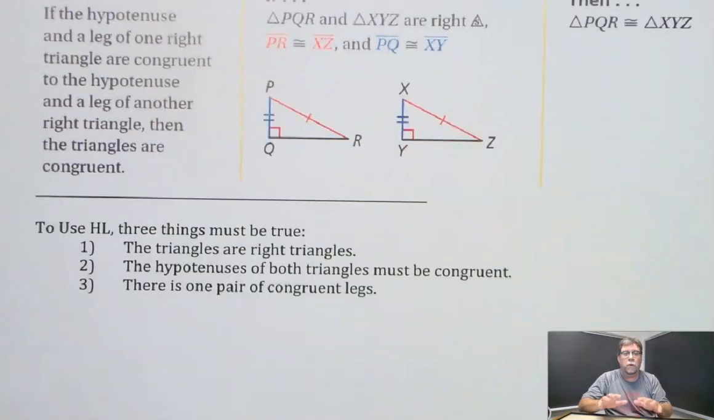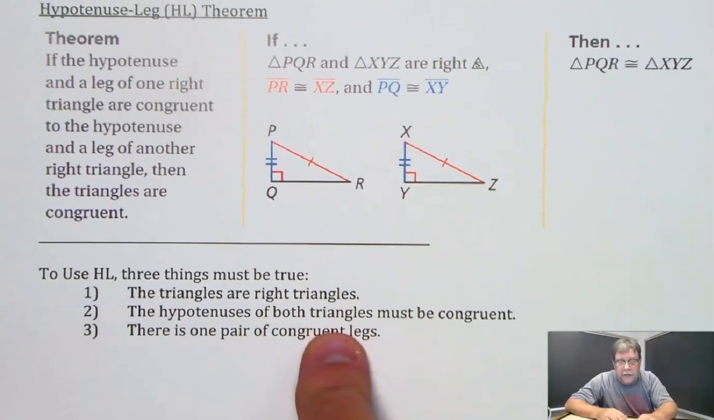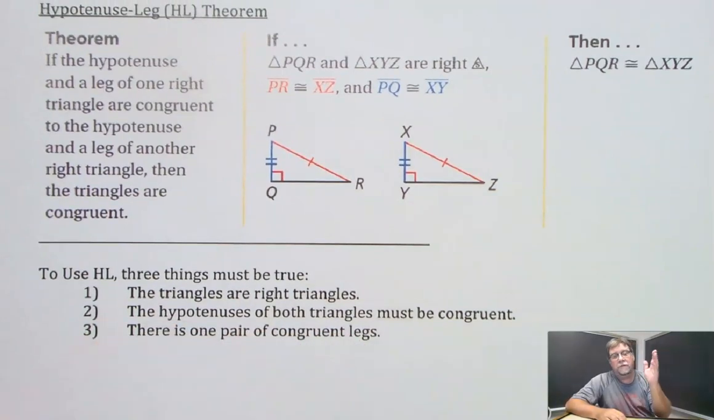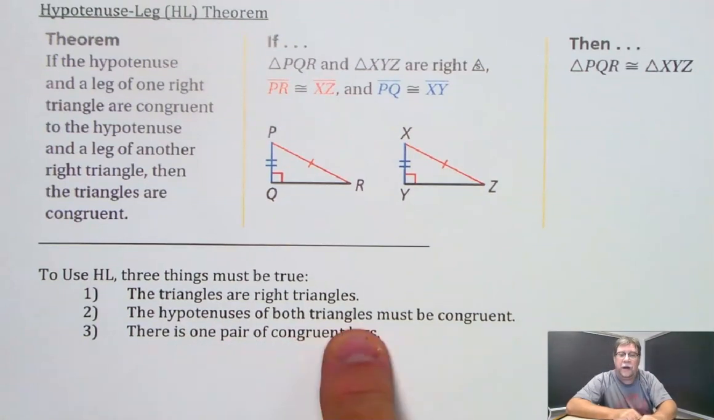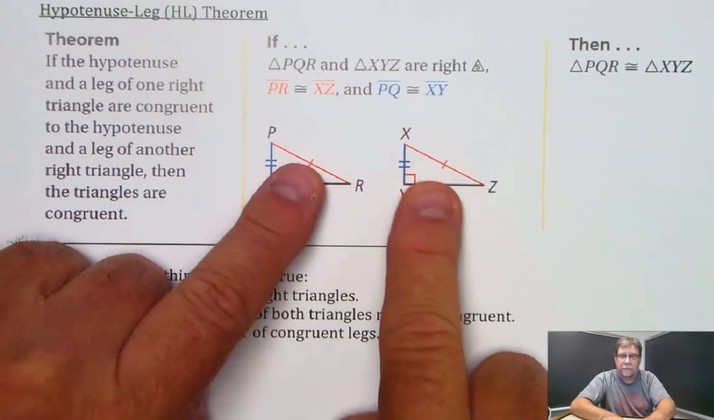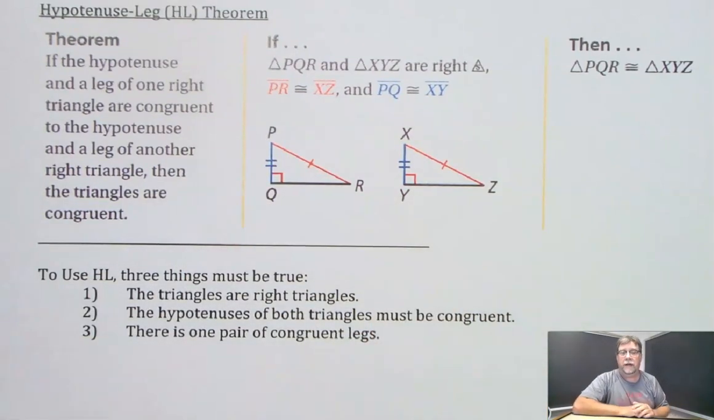Okay? So if you want to use the HL postulate, the HL theorem, three things must be true. The triangles have to be right triangles. If they're not right triangles, throw this one away. You can't use it. But if they're right triangles, then yes, you can possibly use HL. The hypotenuse of both triangles must be congruent. They've got to be the same length. If that's not the case, you're done. There's one pair of congruent legs. If that's not the case, you're done. So those three things have to be true in order to use HL.